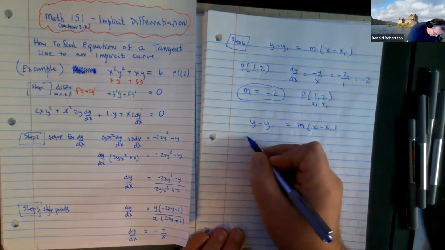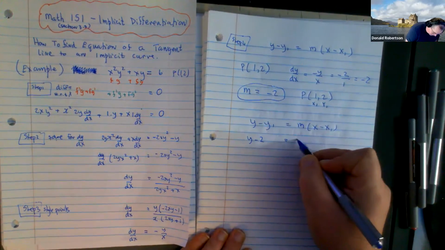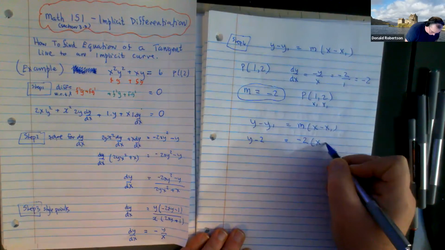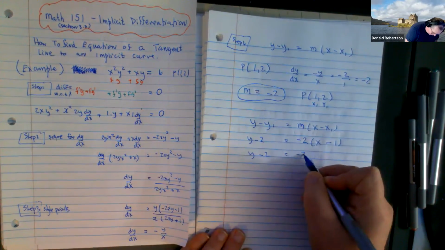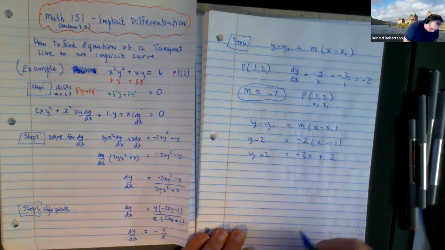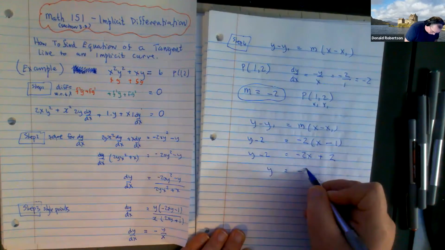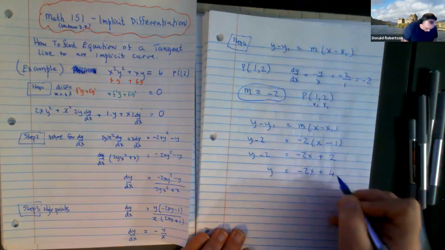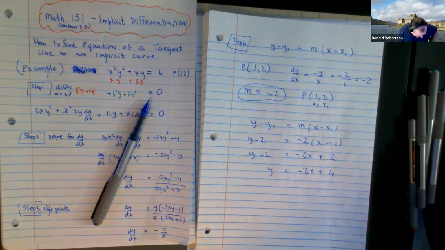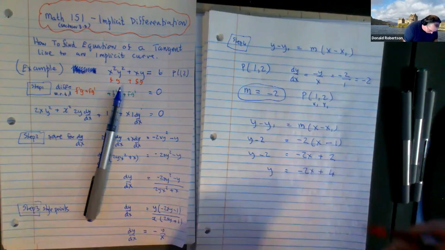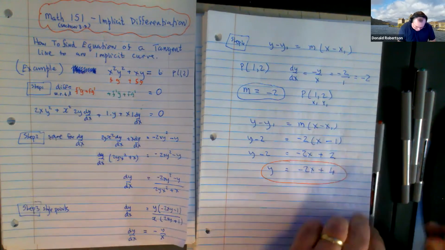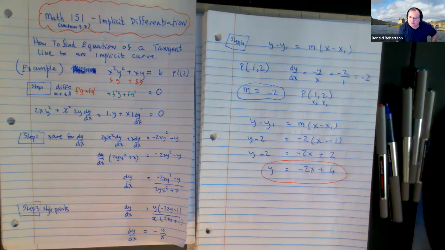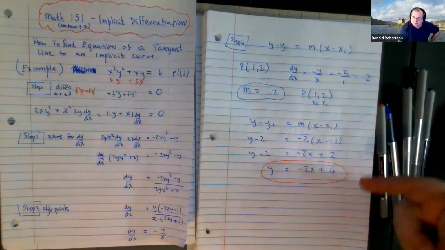and you're done. y take away 2 is negative 2 times x take away 1. So y take away 2 is negative 2x add 2. And that gives me y equals negative 2x add 4. And we're finished. That is the equation of the tangent line. Any questions about that process? Does it seem reasonable? As a kind of flow to it.